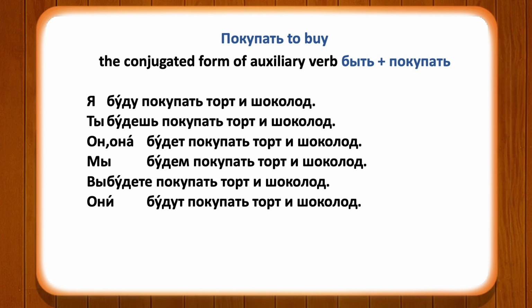You can replace the object торт и шоколад, cake and a chocolate by anything. Я буду покупать книгу, я буду покупать газету, ты будешь покупать молоко, она будет покупать овощи. So you can make these sentences and use the verb покупать in future tense in the similar manner. Now let us practice with some examples.